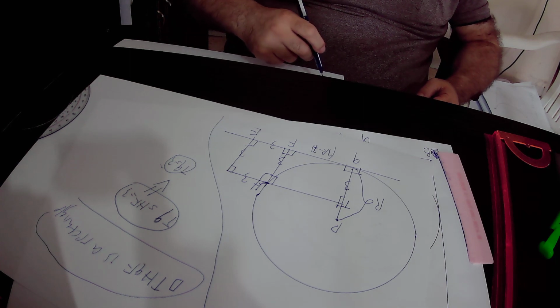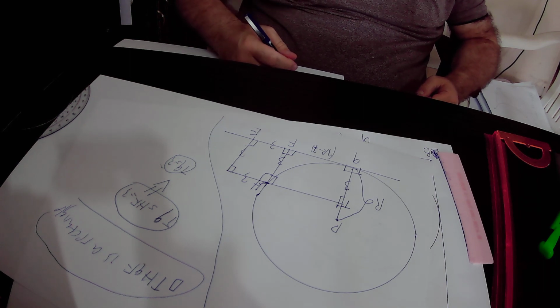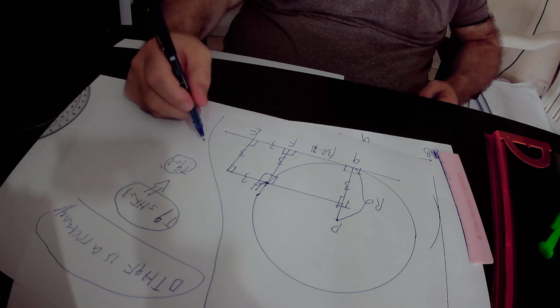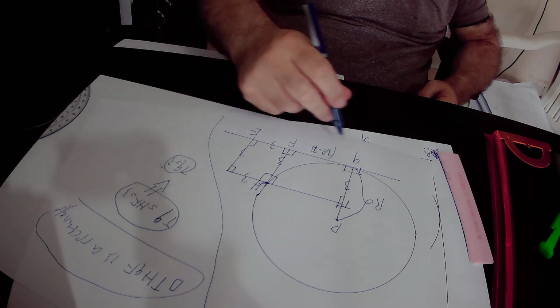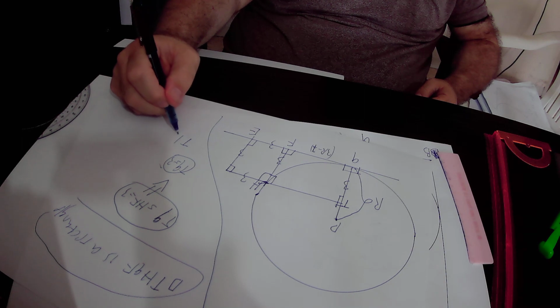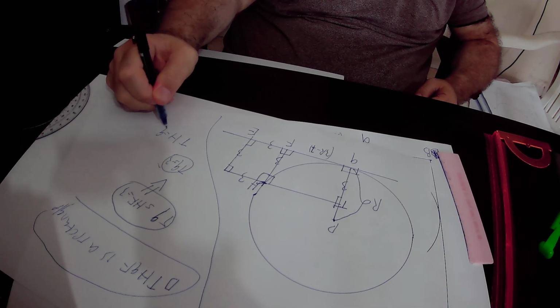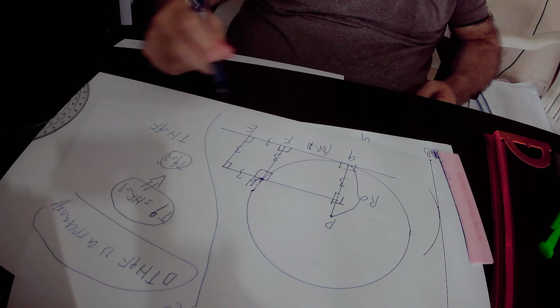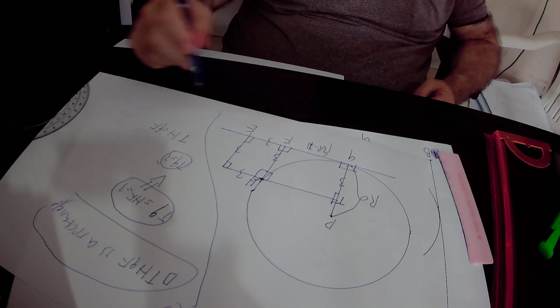Likewise, according to the same rule that the opposite sides of a rectangle are equal to each other, we get that TH is equal to QF. TH is equal to QF. But we have already found out that QF equals 3R minus 7.